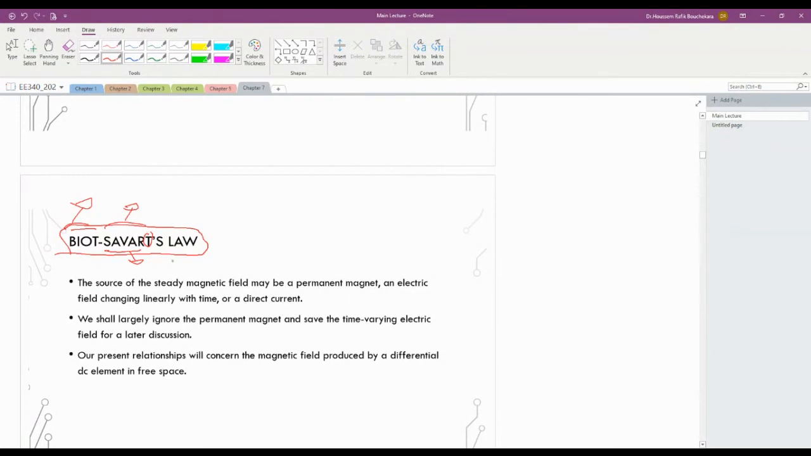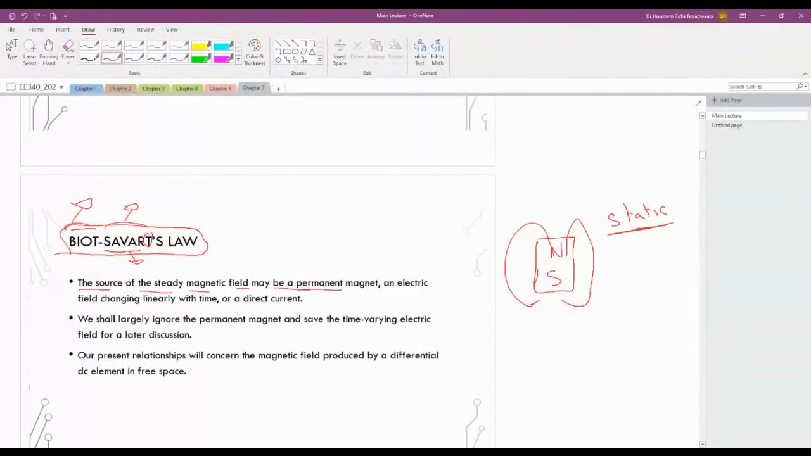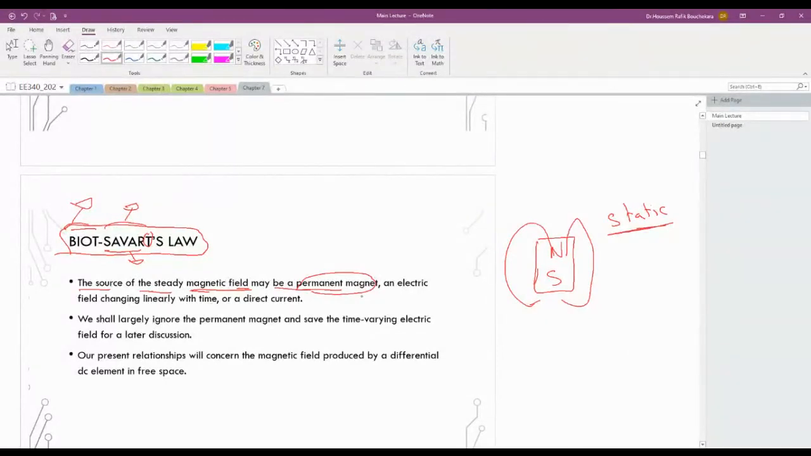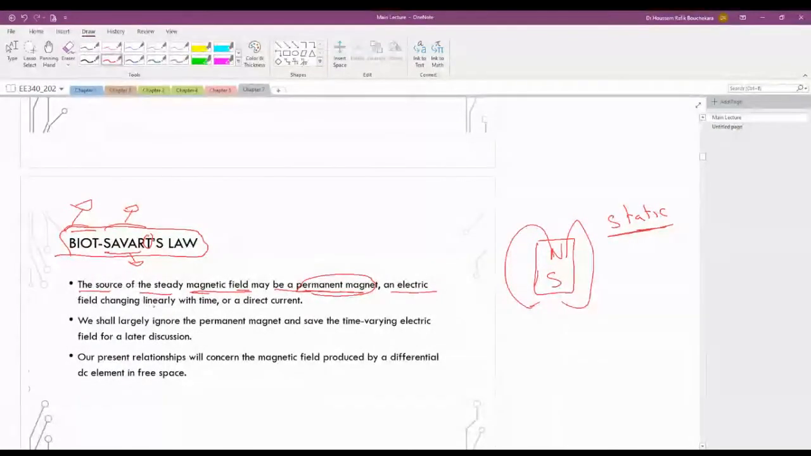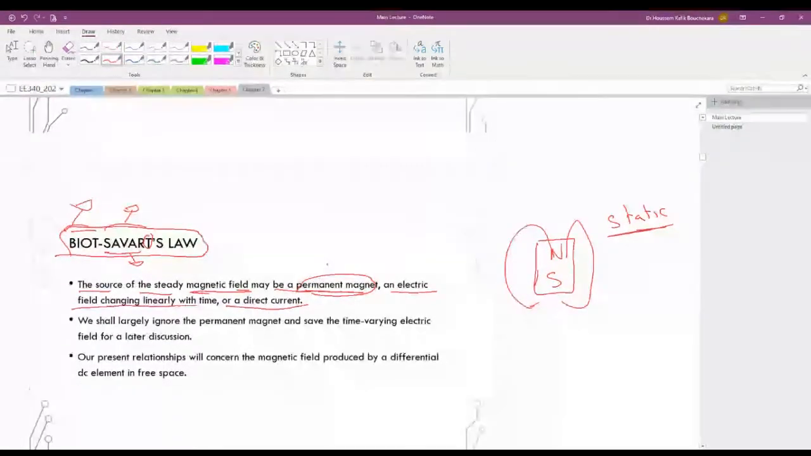So let's see what Biot and Savart's law states. The source of the steady magnetic field may be a permanent magnet. You know what a permanent magnet is, right? This magnet will produce a static magnetic field, not varying with time. The source of a steady magnetic field can be a permanent magnet, an electric field changing linearly with time, or a direct current. The permanent magnet we will not take into consideration now. The electric field changing with time we will see in the next chapter.